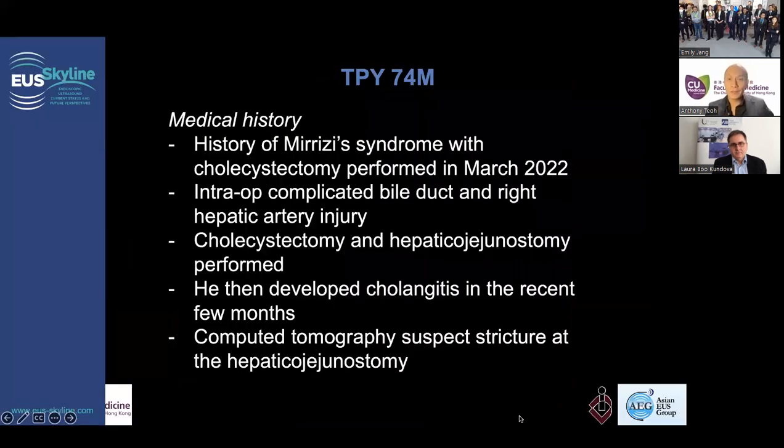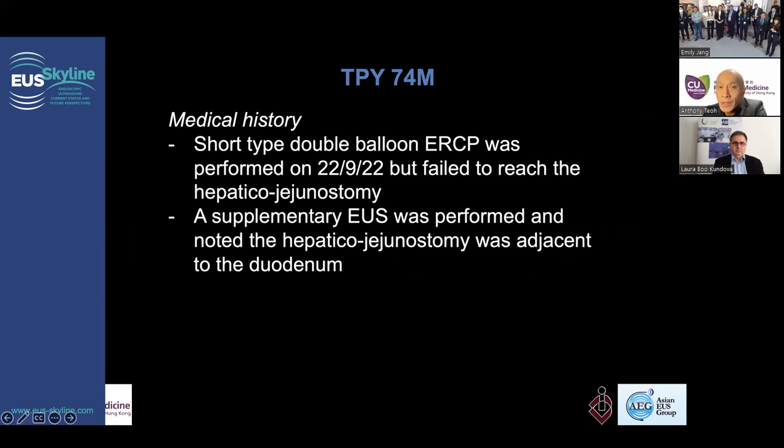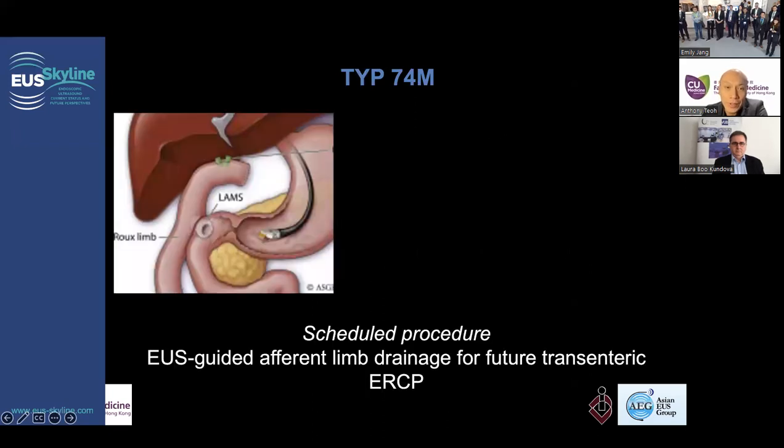Okay, one final case. It's a complicated case. This is a patient who had Mirizzi syndrome and then cholecystectomy complicated by bile duct injury with a hepaticoduodenostomy. The patient came back with an HJ stricture. We had difficulty trying to access the HJ stricture. We did a double balloon and we couldn't reach it. So at the end, we decided to do stenting from the duodenum to the jejunal limb so that we can use the stent to get to the HJ. So this was an EUS-guided afferent limb drainage procedure, and it was shown in the EUS guideline last week.